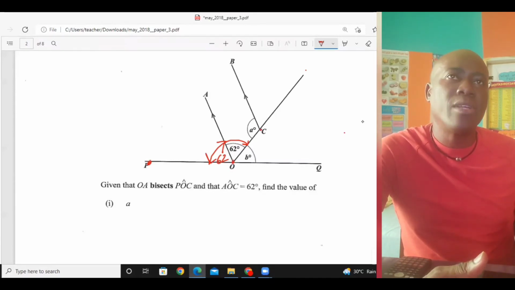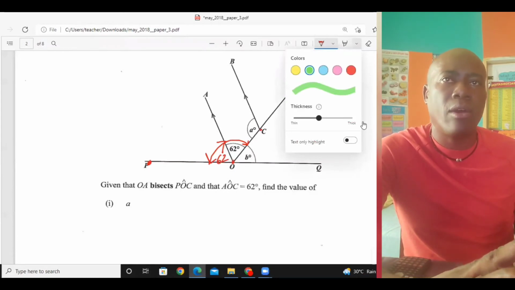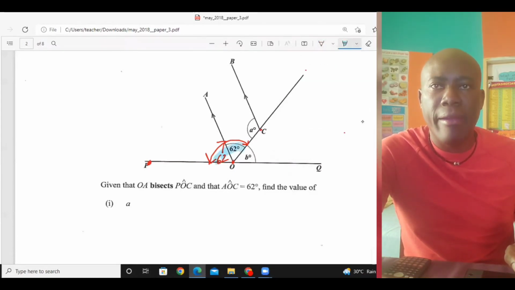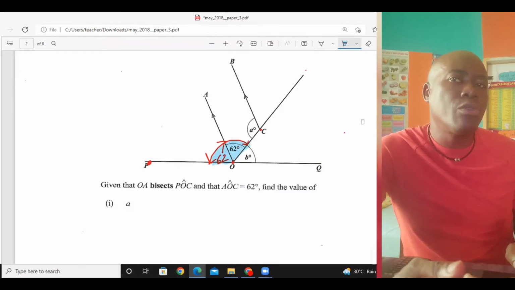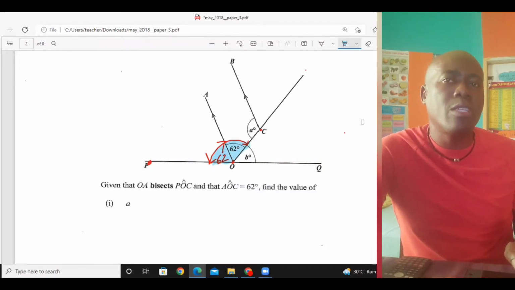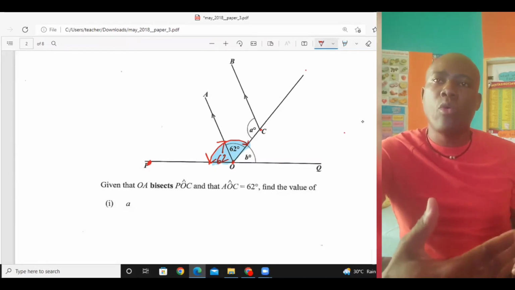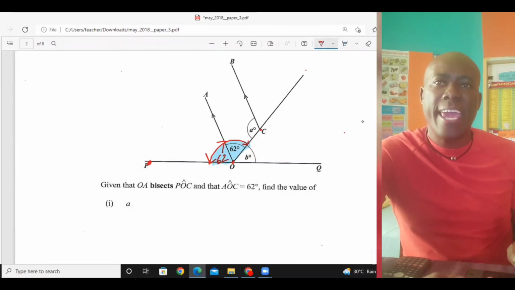In other words, POQ, and if I highlight all of that angle, all of that blue angle there, that was bisected. And then half of it, we got 62. So that means the other piece must be 62 as well. So we have that. Now let's see how we're going to work out the value of A.